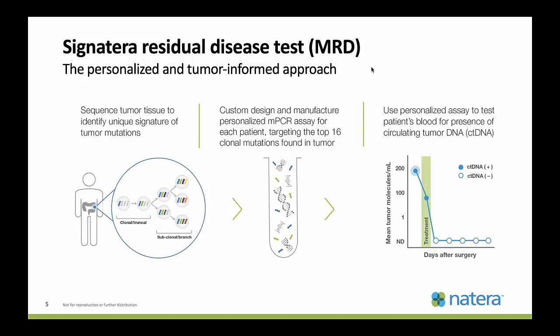Based on these results, we can identify the differences and create a molecular signature of tumor mutations that are unique to each patient's cancer. We look at all of the somatic tumor-derived mutations and apply our proprietary algorithm to select the most important, the most clonal single nucleotide variants, and custom design and manufacture for each patient a personalized multiplex PCR assay that is going to target the top 16 clonal mutations found in the tumor.